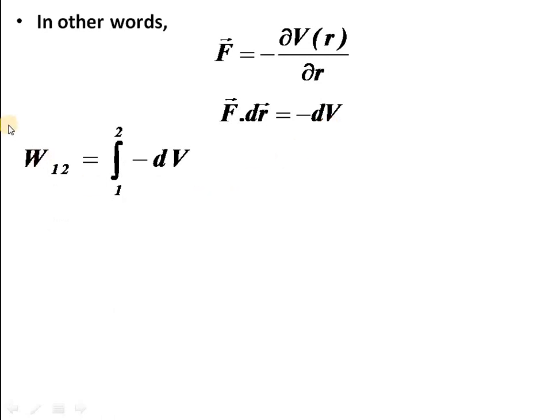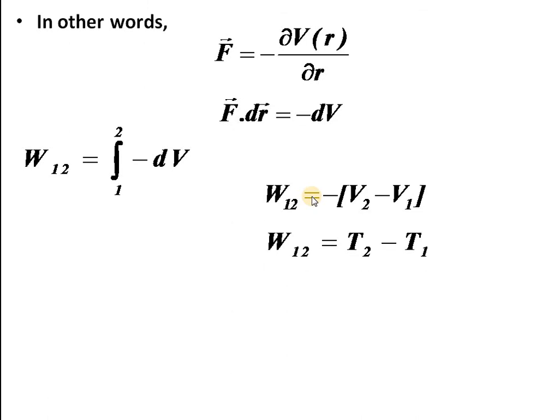Okay. And already you have work done equals the total integral of minus dV, because this is integrated. This is a small work done, and total work done from moving from 1 to 2 is the integral from 1 to 2 of minus dV. If you integrate it, you have V2 minus V1, with a negative sign outside. So this is your work done in terms of potential.